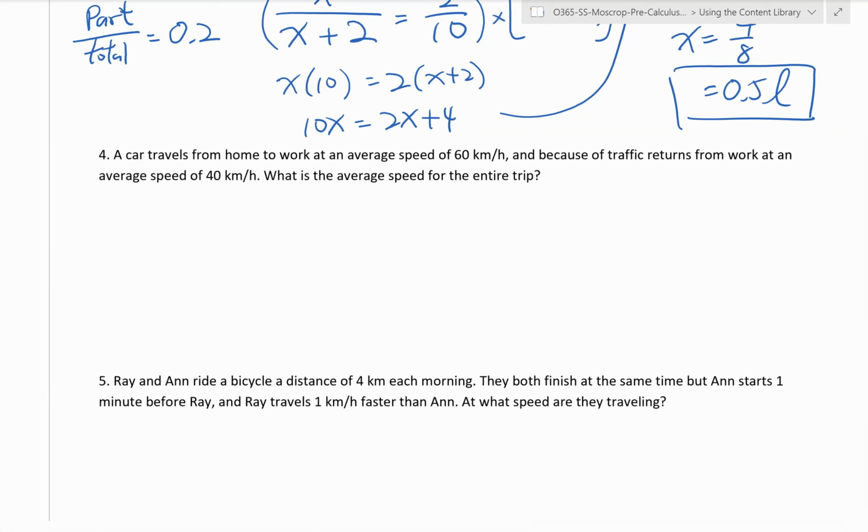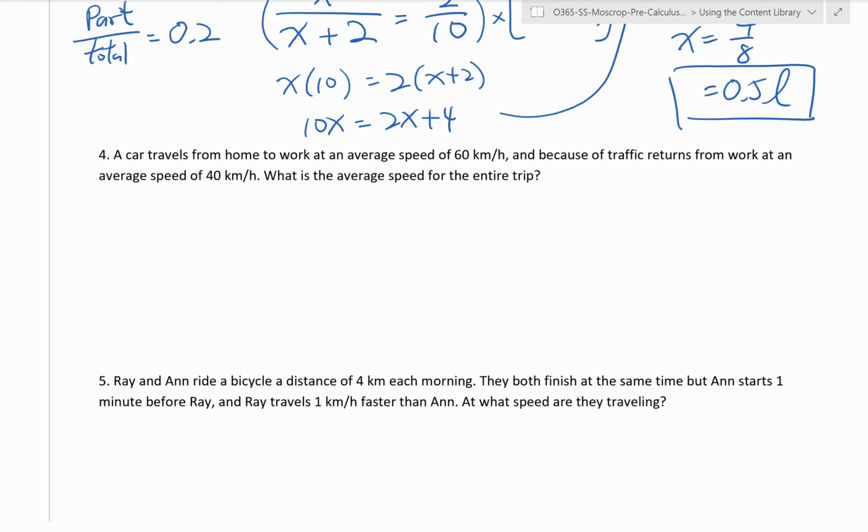So you might be thinking, well, if the way going to work is 60 and the speed coming back is 40, the average would just be 50, right? I mean, that's the midpoint. 50 kilometers per hour, it's easy. Unfortunately, it does not work that way. That's not what it is.